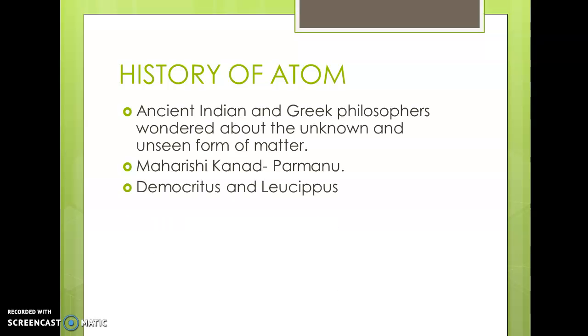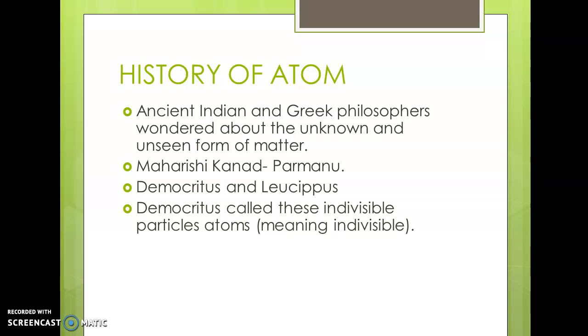Next, there are a lot of Greek philosophers, and out of which the first two are Democritus and Leucippus. They wanted to know more about the atoms. And Democritus was the first person to give the name atom. The meaning is indivisible. After that, many scientists and chemists wanted to know more about the atoms and how the reactions take place.